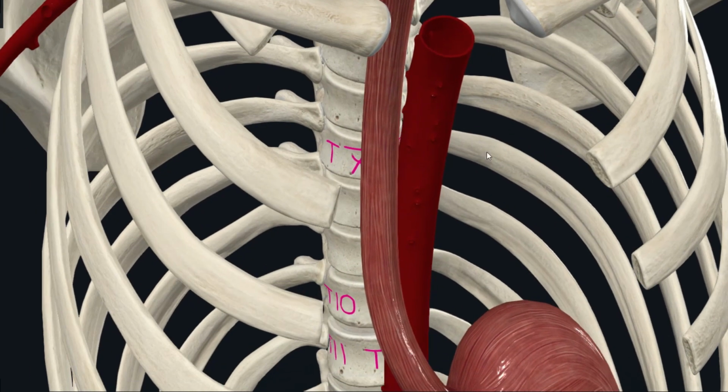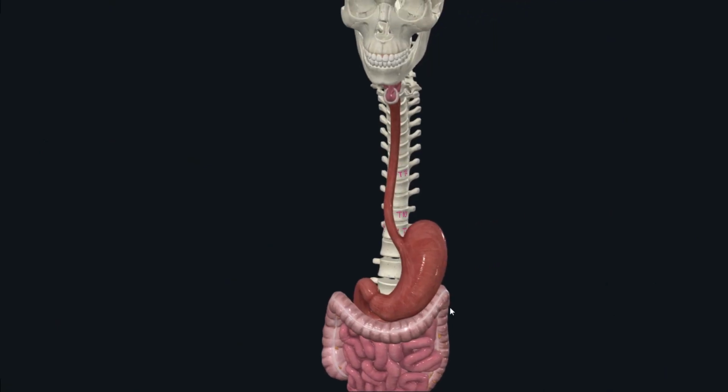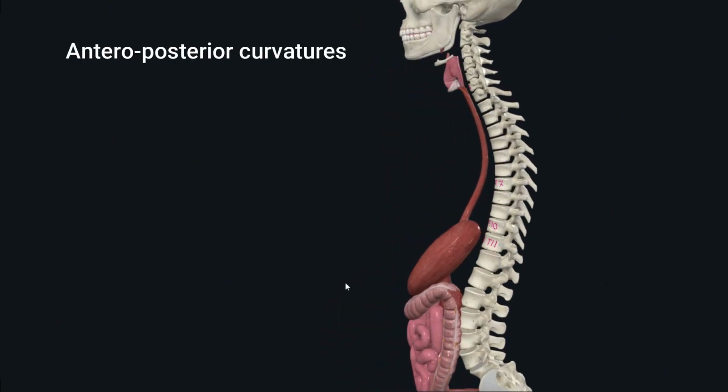Second curvature is slightly to the right at the level of the 7th thoracic vertebra before passing in front of the descending thoracic aorta. So this is the thoracic aorta, the descending thoracic aorta, and you can see the curvature to the right. And the third curvature, it is slightly to the left again before passing through the diaphragm. These are side-to-side curvatures.